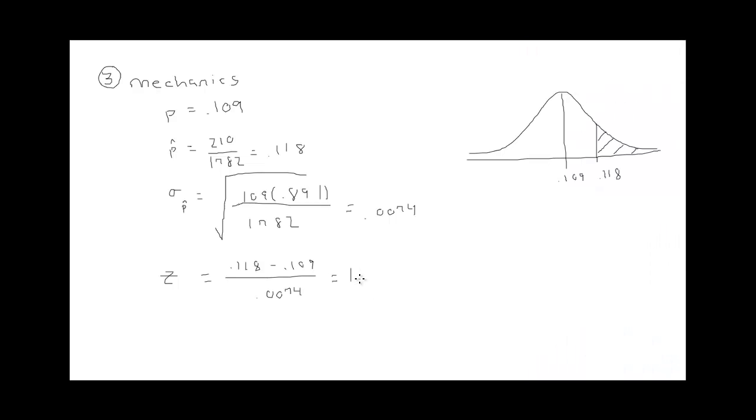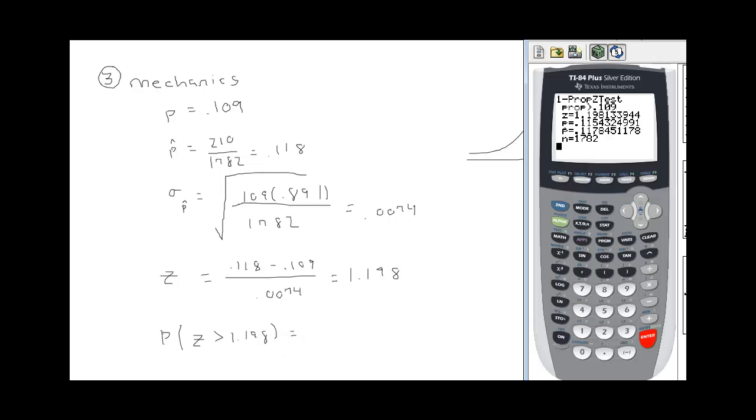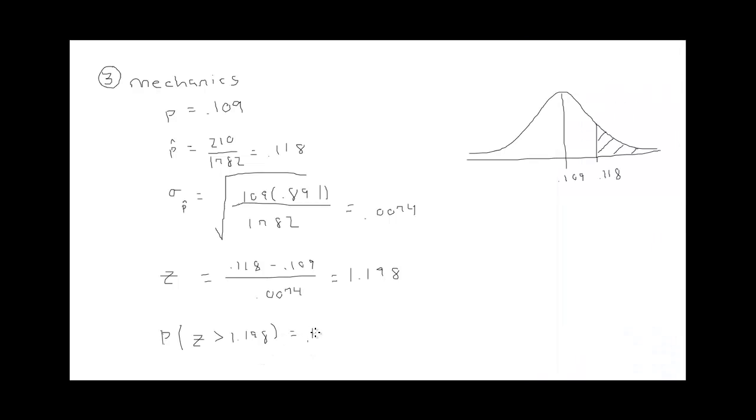So back over here, 1.198. It doesn't seem like it's going to be very unusual because it is within 2 standard deviations of the mean. All right, so we have our notation to find our p-value. We have the probability that z is greater than 1.198. And bringing that up again, let's take a look at what that was. 0.1154. Okay, so our p-value is 0.1154. Okay, so there are your mechanics.